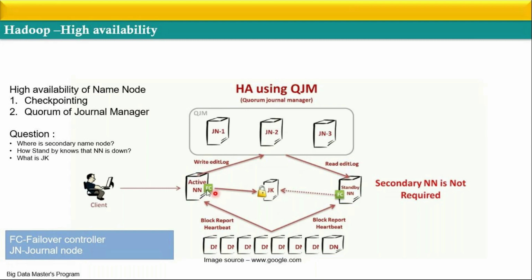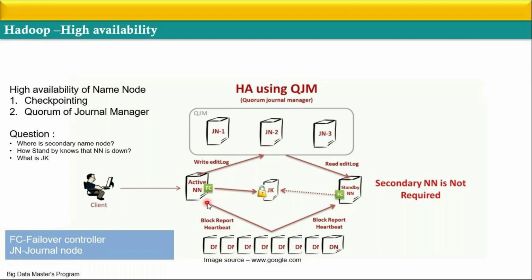Once this active name node is down, then to whom are they going to provide the heartbeat? Will the heartbeat be provided only to the active node or the standby node, not both of them? What is happening, Ashok? Yes, please ask.